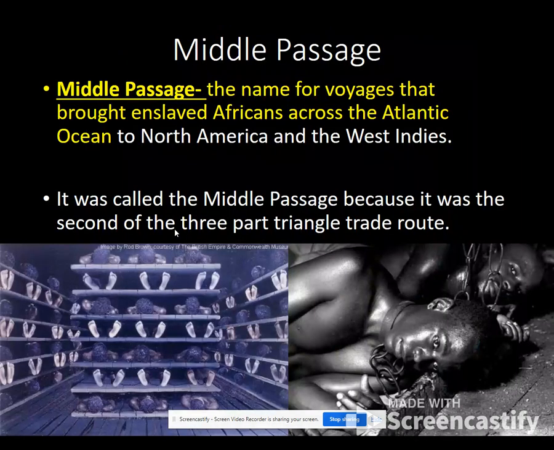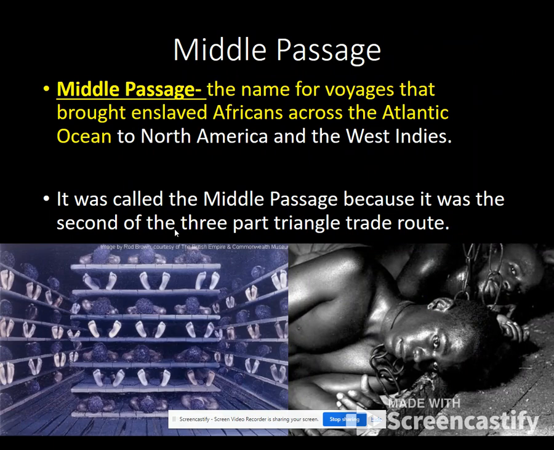The Middle Passage is the name of the voyages that brought enslaved Africans across the Atlantic Ocean to North America and the West Indies. It's called the Middle Passage because it is the second of the three-part triangular trade route. If you look at the picture on the left, they're going to try to fit as many slaves on each ship as possible because the more slaves meant the more money.